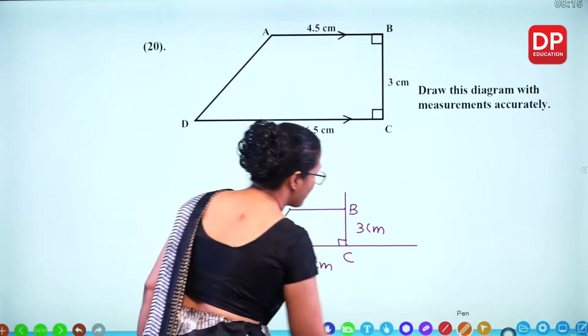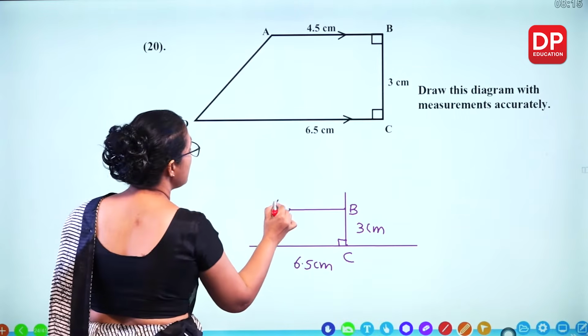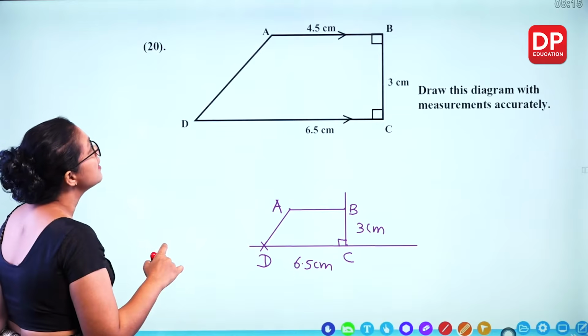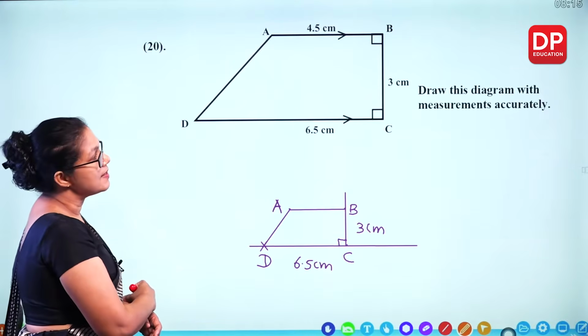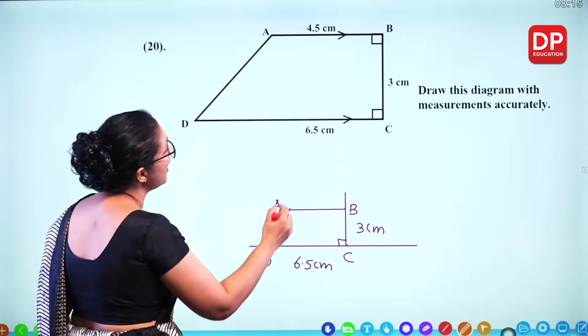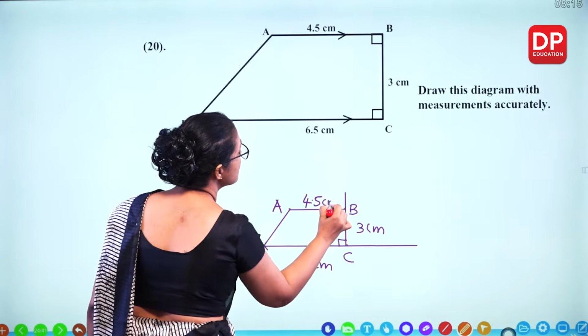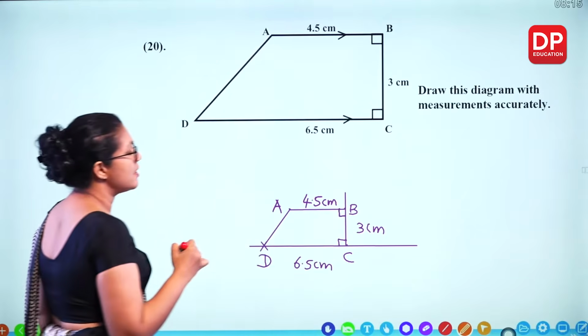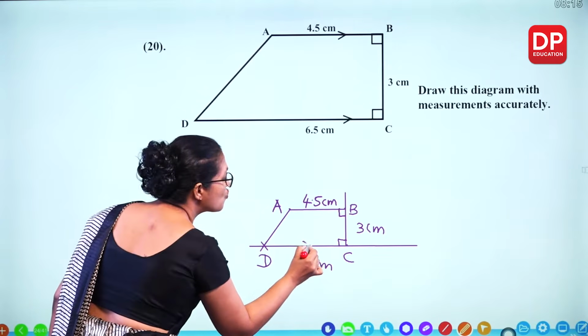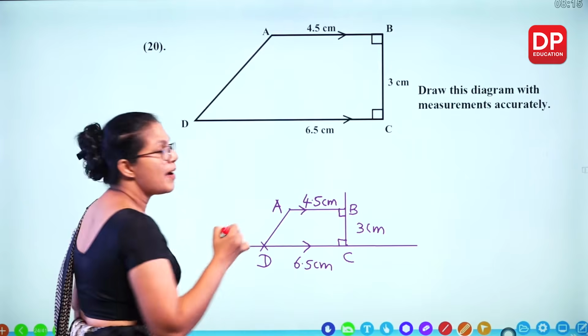So this is the diagram. A, B, C, D. This is a trapezium. So you can mark it. This is 4.5 centimeters. And this is perpendicular as well. And these two lines are parallel.